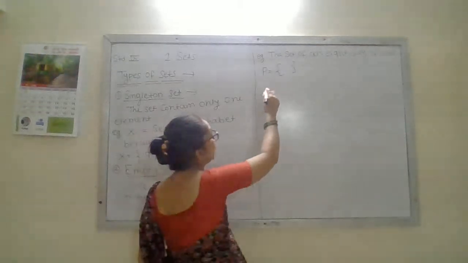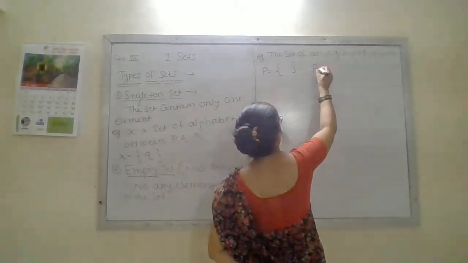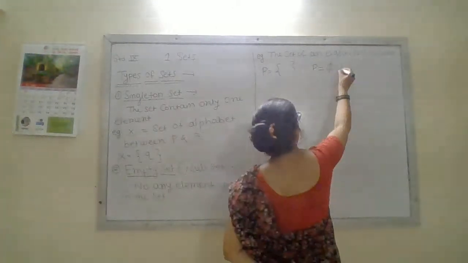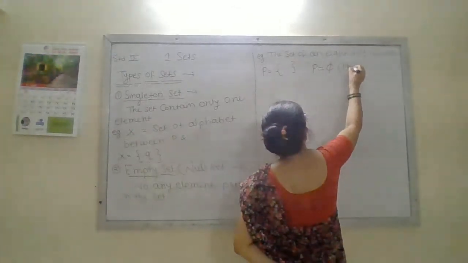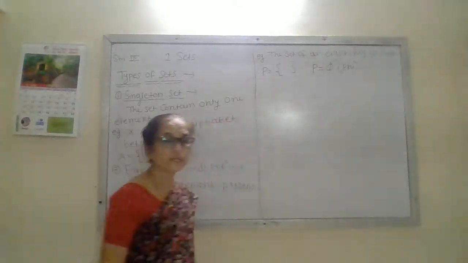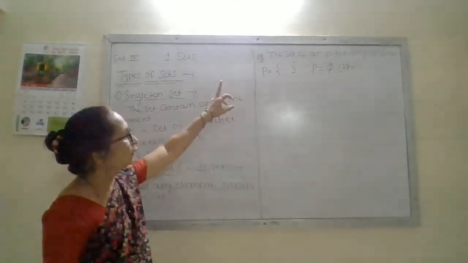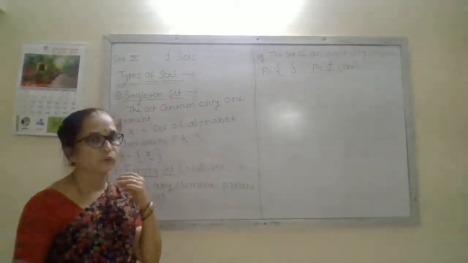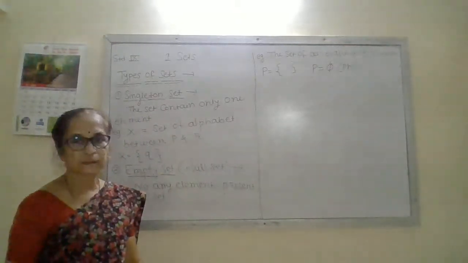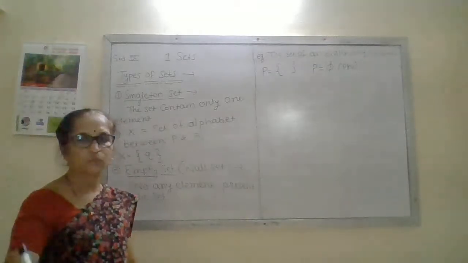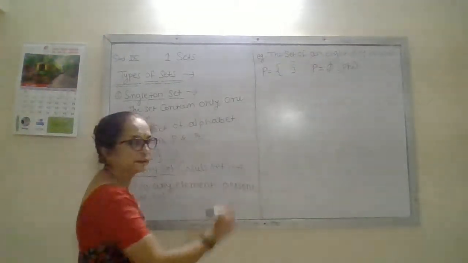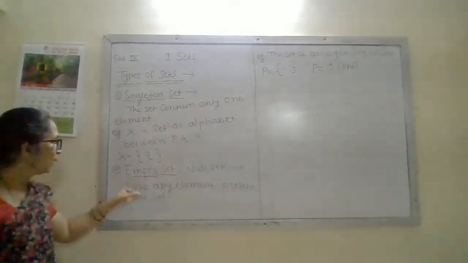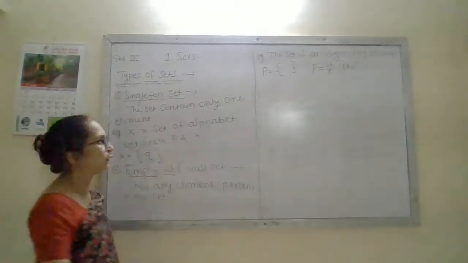Now this empty set is also written by this symbol, and this symbol is known as phi. What is the pronunciation of that? Phi. So for the set of an 8th day of the week, P is equal to the empty set. P is also written in null set form or phi form. This is the second type. The first, singleton set, contains only one element. In the empty set, no element is there.